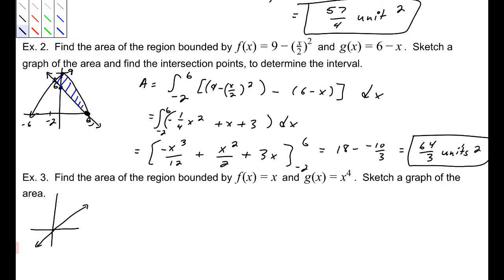Now, I don't know exactly what g of x looks like, but I do know that its y-intercept is 0, and that it is going to look something like a quadratic. It's going to have a sort of a U shape to it. And in this case, it looks something like this, because at 1, the value is 1, which is perfect because that's where the two intersect. We intersect at 0 and at 1. So the region bounded by these two functions is that little region right there.